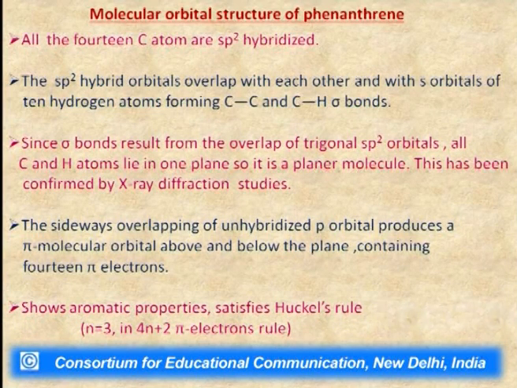Further, the sideways overlapping of the unhybridized pz orbitals which are left produces a pi molecular orbital above and below the plane, forming the delocalized pi electrons. Further, phenanthrene is an aromatic compound, so it should follow the aromaticity criteria. One of them is Huckel's rule, which is 4n plus 2 pi electrons. By calculating this 4n plus 2, we get n equal to 1, which is an integer, which confirms that phenanthrene is aromatic in nature.